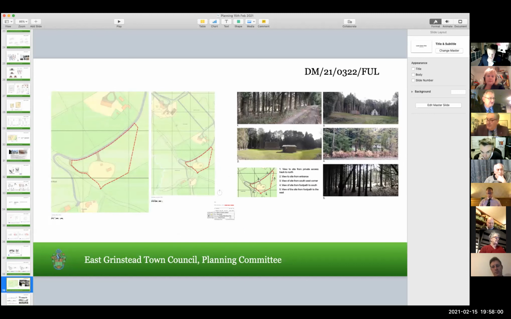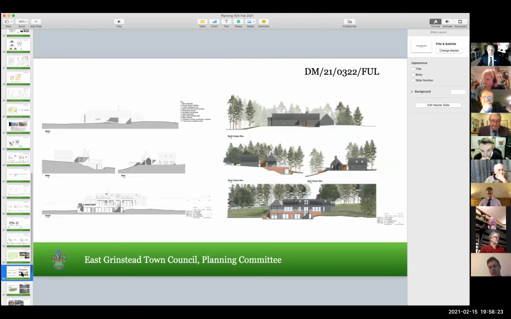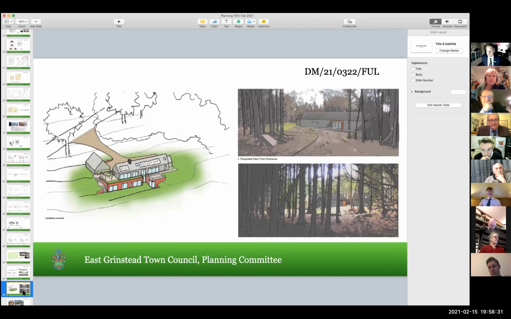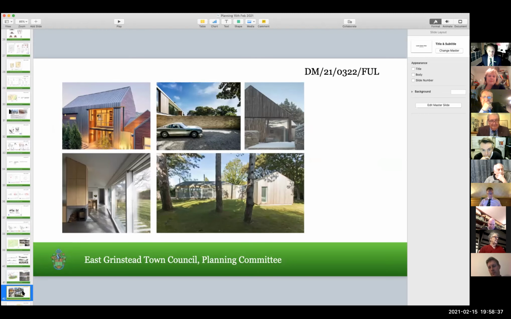Okay, this is DM 210322. This is Summerhill, Turners Hill Road. This is demolition of existing dwelling and outbuilding, construction of new dwelling with attached garage and garden store. So this is the plot. These are the current outbuildings on the plot. This is some of the plans for the proposed new development. Some artistic renders to give you a more 3D perspective of it, and some other renders of it.